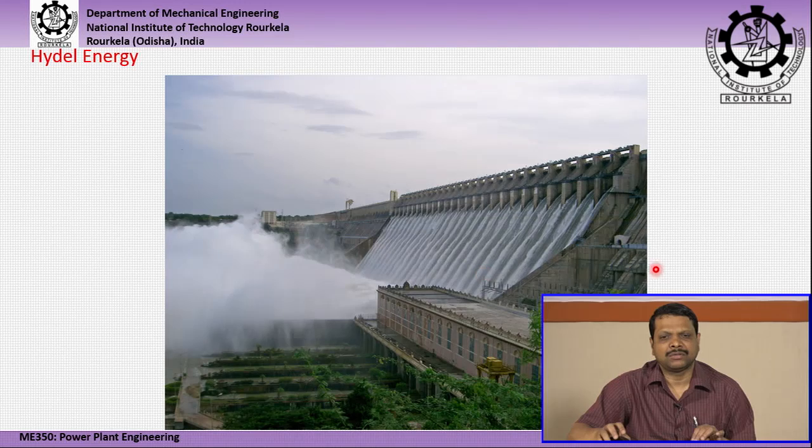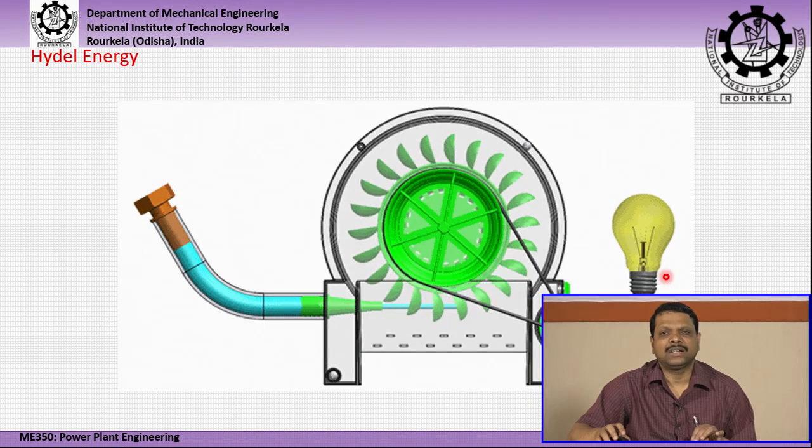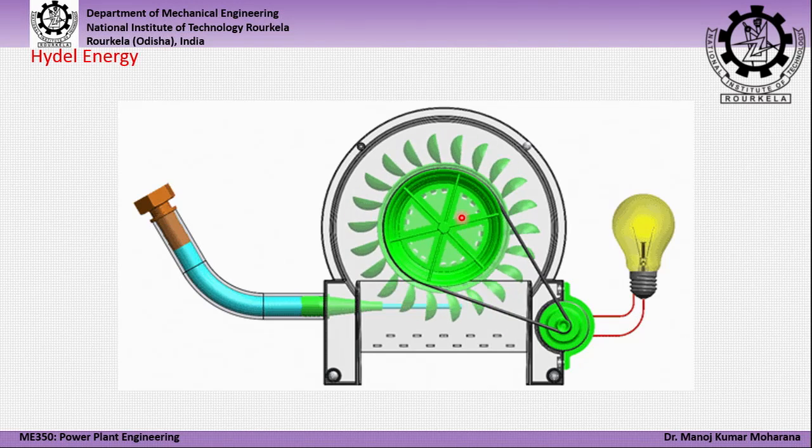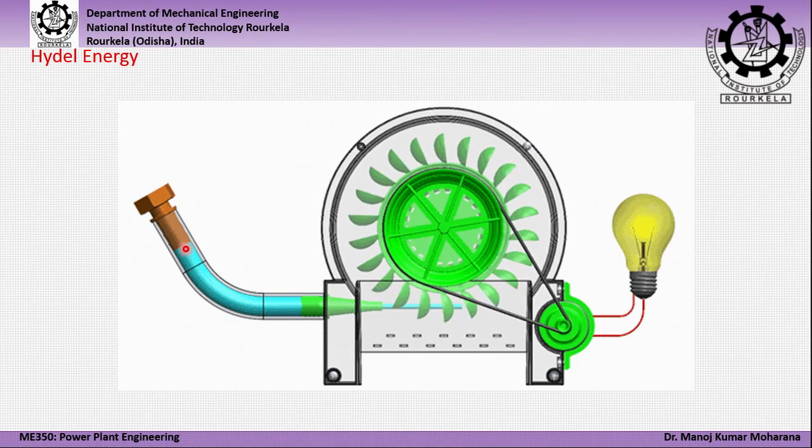Then we will go for hydroelectric energy. This shows the actual photograph of a Hydel dam, where we obtain hydroelectric energy. Here also the same concept is used. We try to create a rotational effect by using the potential energy stored at a dam.